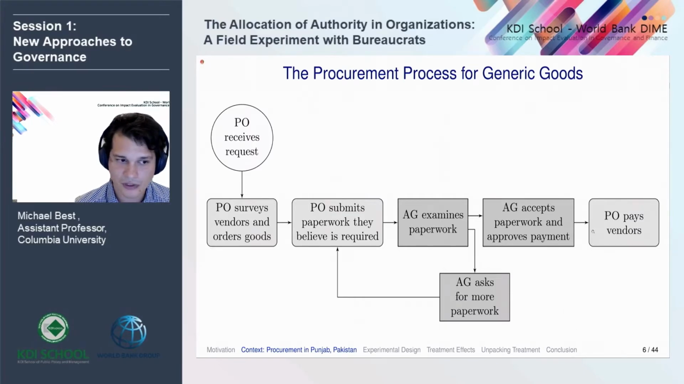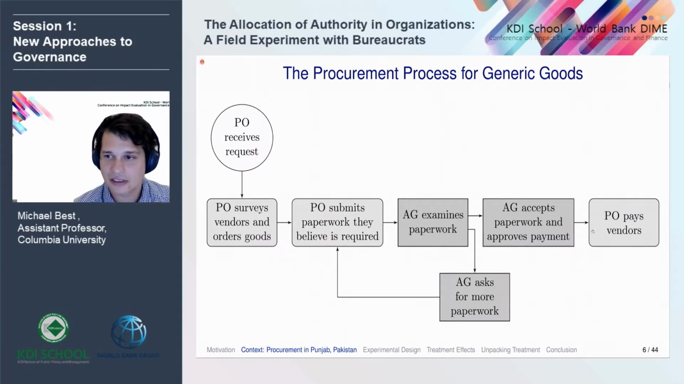And then the accountant general is going to go through all of that paperwork and check that it's all correct. If they think there's something missing, or if something is incomplete, then the accountant general can send it back to the procurement officer and say, you wanted to buy these textbooks, but I'm missing form 83B, and you only have 2 signatures over here, that kind of stuff. And this can go around and around for quite a long time until the accountant general is satisfied that all of the relevant paperwork is complete and satisfactory.